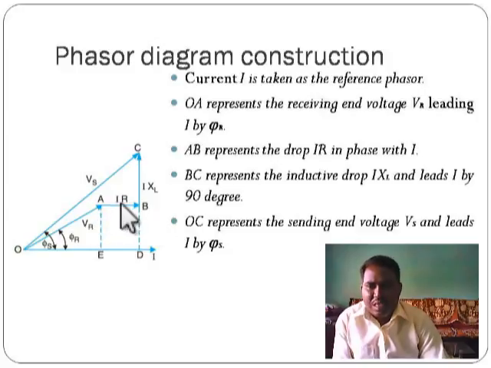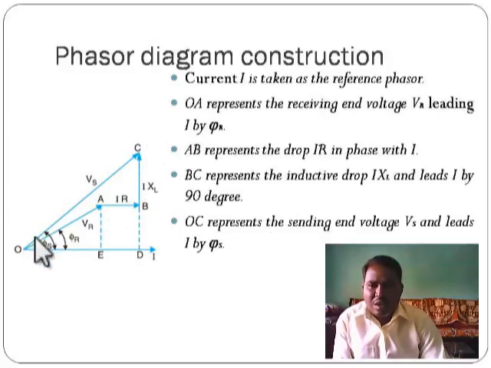So this AB is in phase with your reference current I. So next one is my BC. BC is my inductive voltage drop. I am naming the inductive drop as I times of XL. So this I times of XL leads your current. That is, this current is 180 degree. So this current from the point B, it leads by 90 degree.